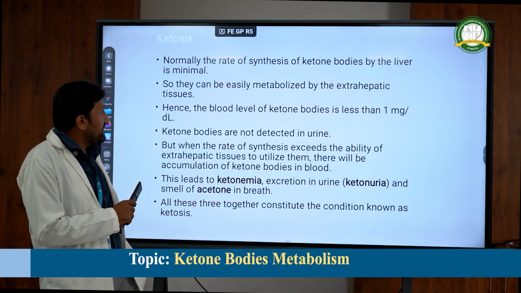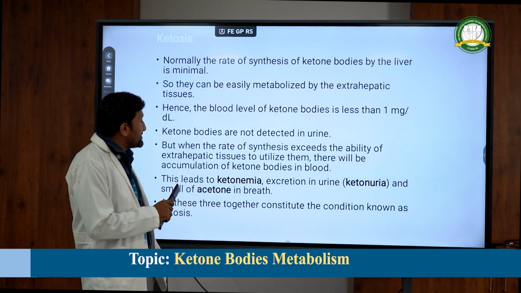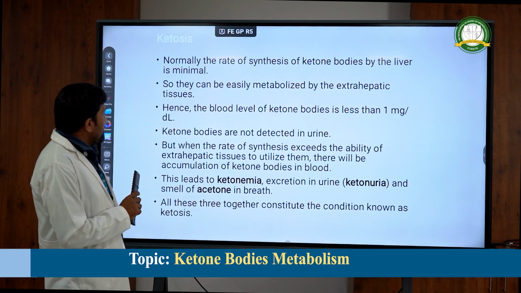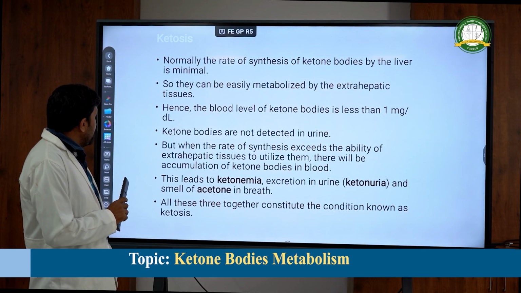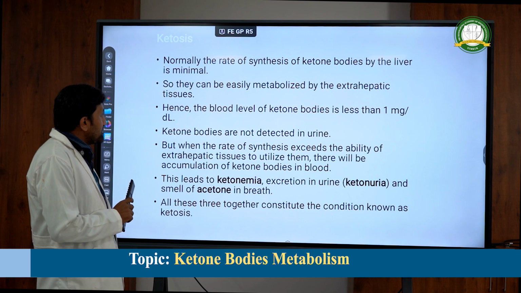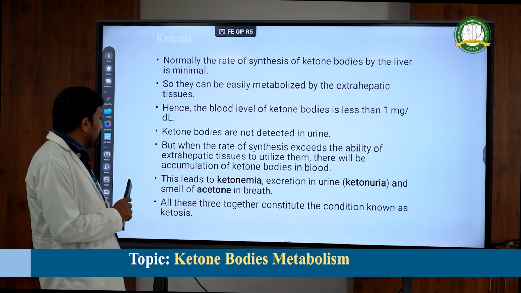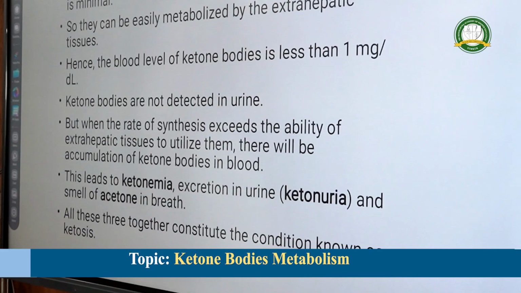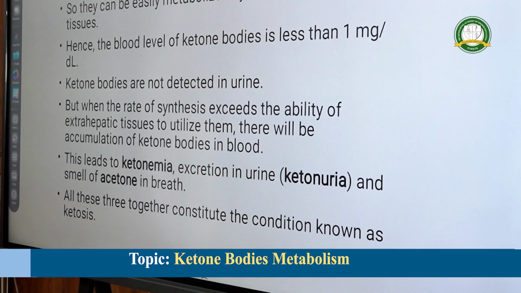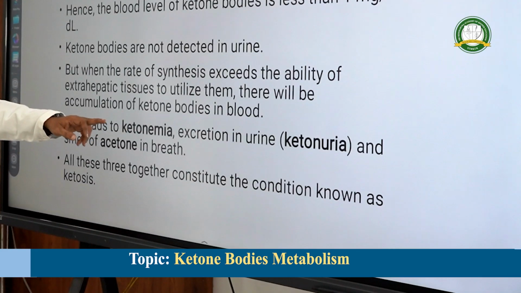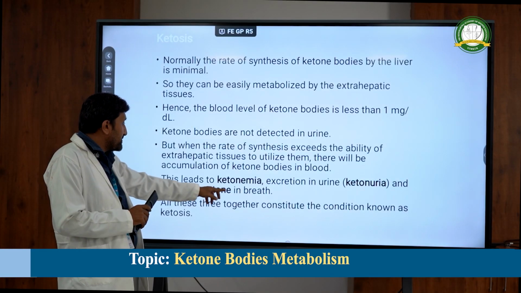Hence, the blood level of ketone bodies is less than 1 mg per dl, and ketone bodies are not detected in urine. But when the rate of synthesis exceeds the ability of extrahepatic tissue to utilize them, there will be accumulation of ketone bodies in blood. This leads to ketonemia, excretion in urine, that is ketonuria, and smell of acetone.